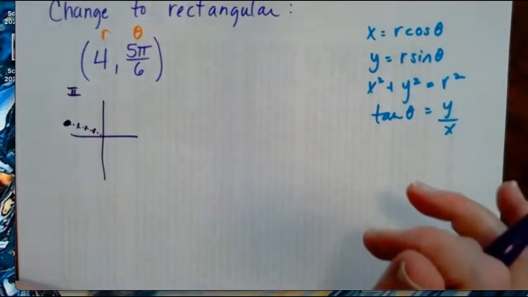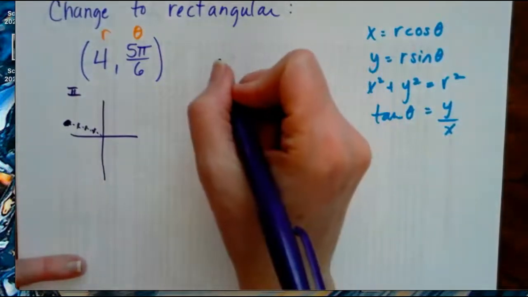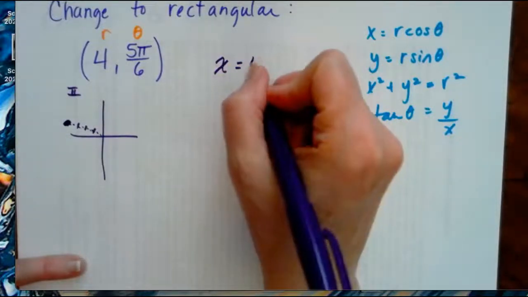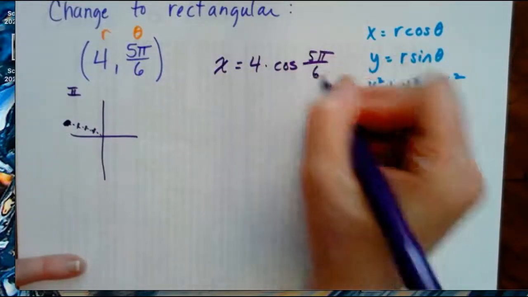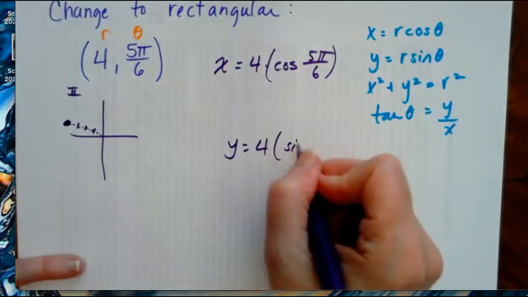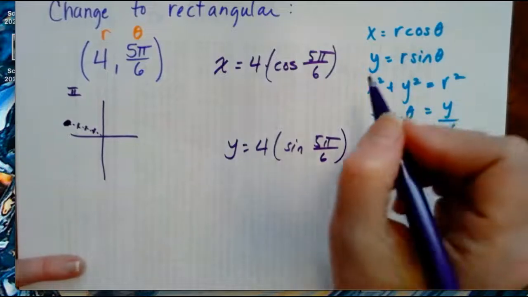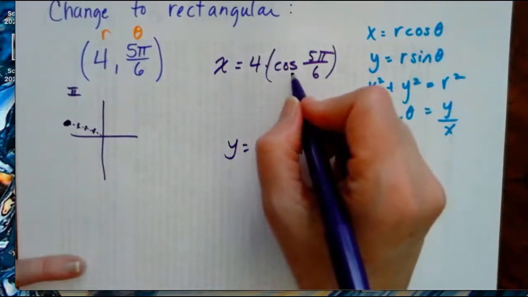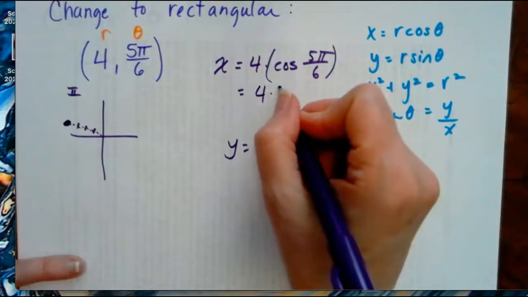So let's use our x and our y, and let's find out what they are. So x equals 4 times the cosine at 5 pi over 6. And y equals 4 times the sine at 5 pi over 6. So, of course, at 5 pi over 6, the cosine is negative root 3 over 2.